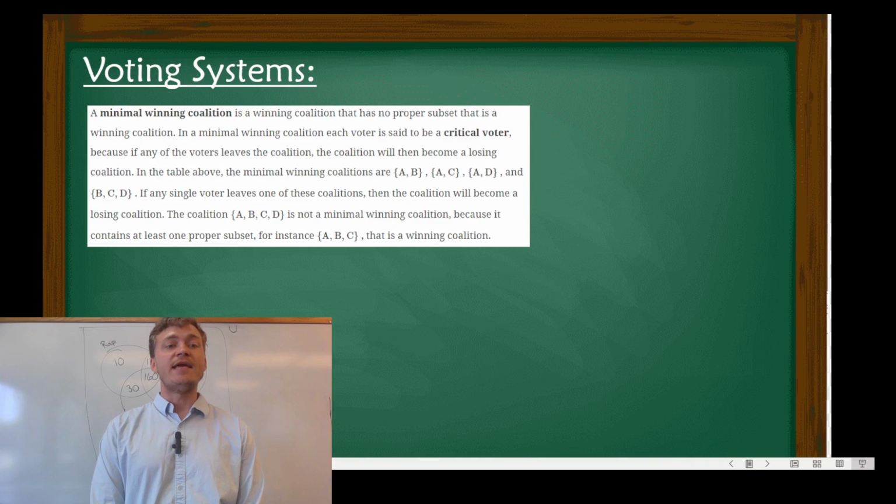Notice that A, B, C, D is not listed, nor is A, B, C, A, B, D, or A, C, D. Because for these, if the voter that has a weight of 1 were to leave, Alice's vote carries such a strong weight that it would still be a winning coalition. So a minimal winning coalition is one where, if one of the voters leaves, it becomes a losing coalition.